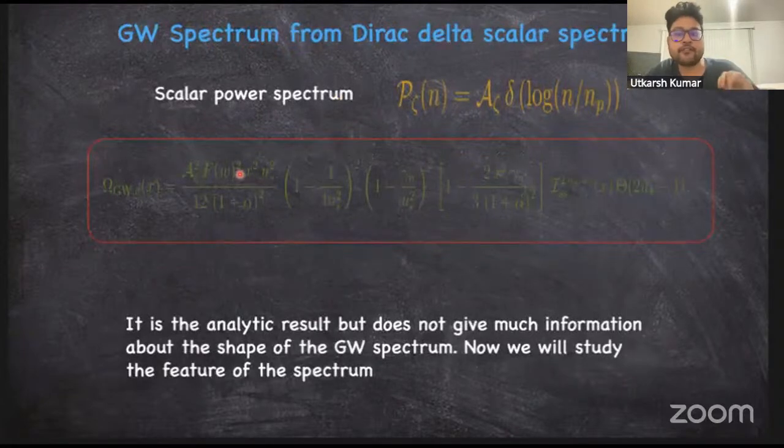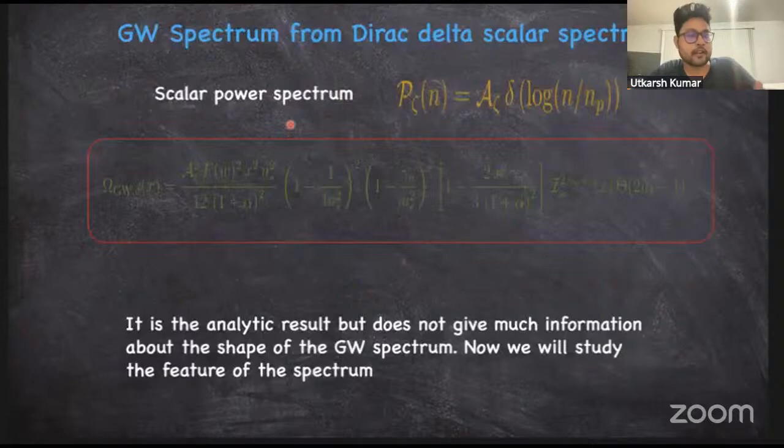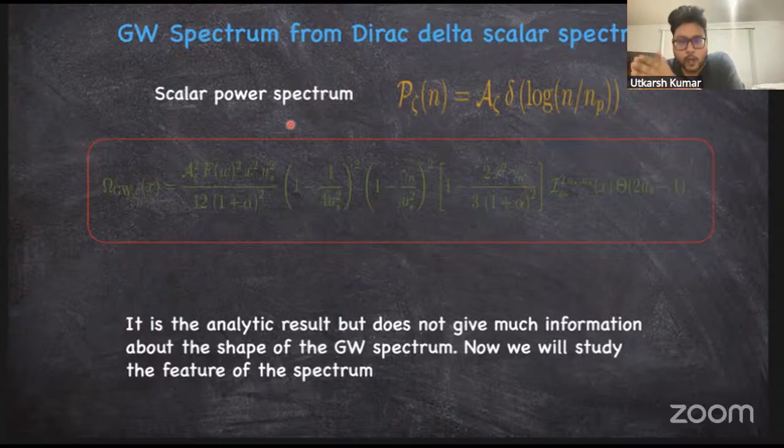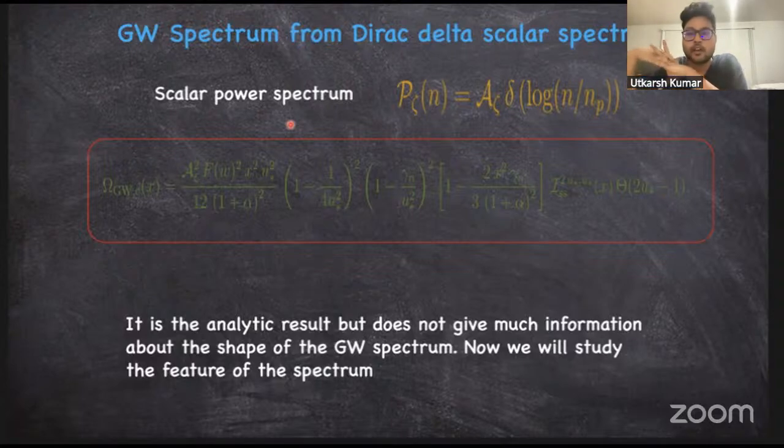Now, given the expression of the kernel, if we specify the power spectrum of the scalar perturbations, then we can find the gravitational wave spectrum. For our purposes, since we are interested in showing the features of the results of the spectrum due to the spatial geometry, we choose a Dirac delta spectrum of the curvature perturbation.